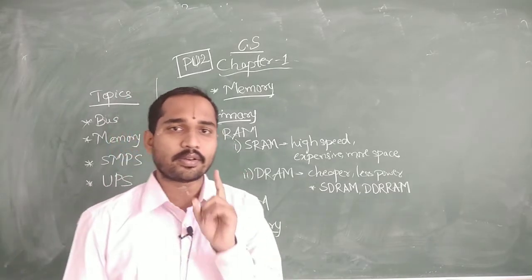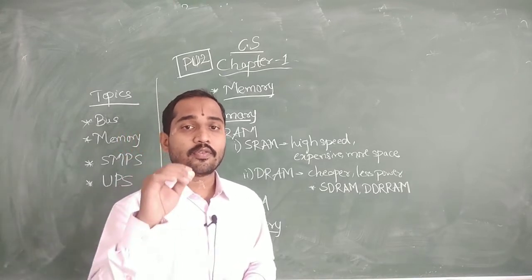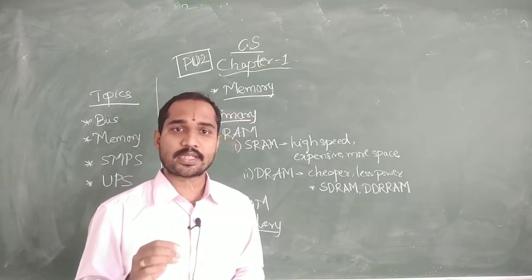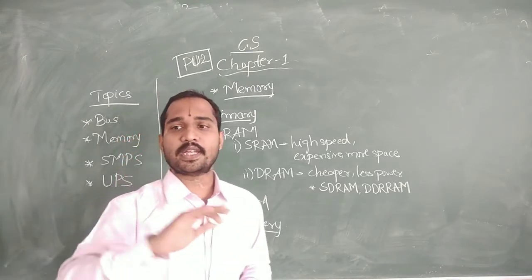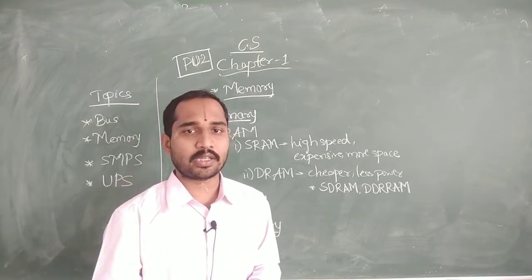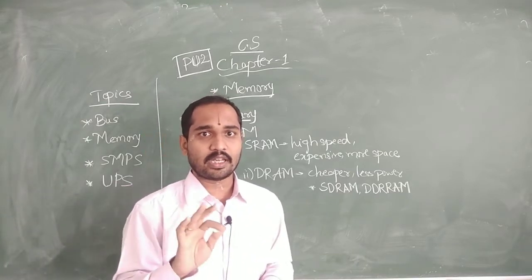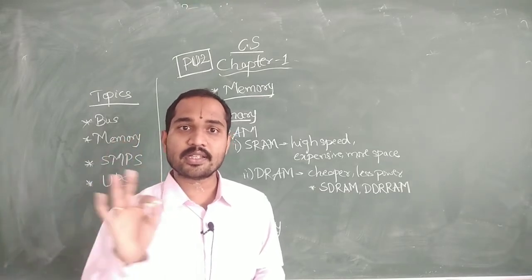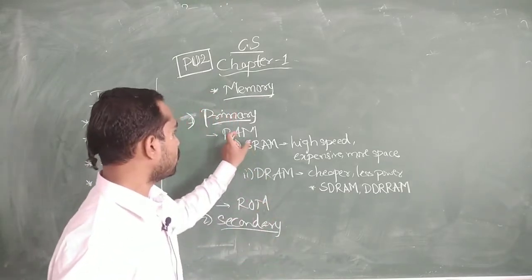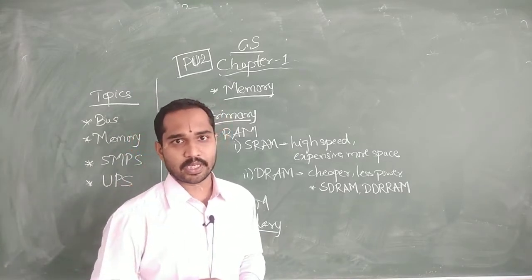RAM is the random access memory, correct? Random access memory is the faster memory, and you say it as volatile memory. What do you mean by volatile memory? Means whenever you turn off your computer, you shut it down, the memory is erased, correct? Without saving it, you cannot have that data stored. So RAM is the faster memory but the volatile memory.